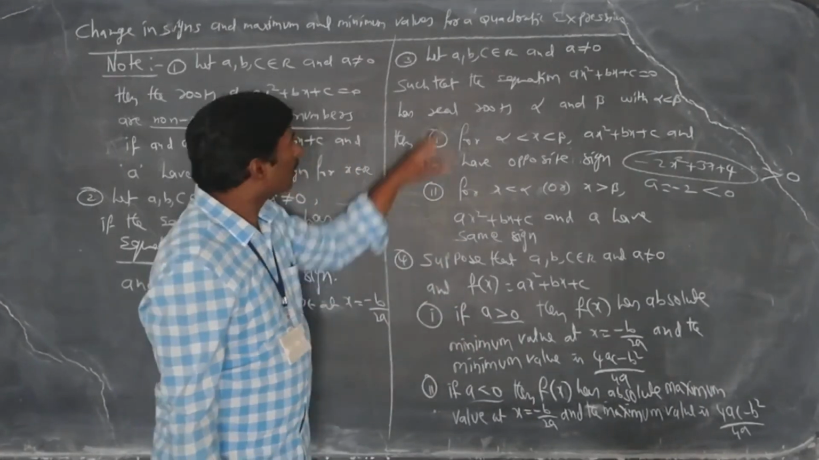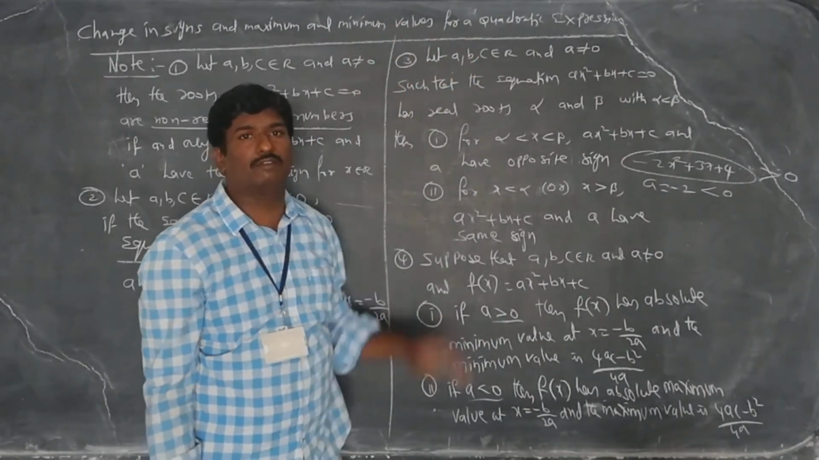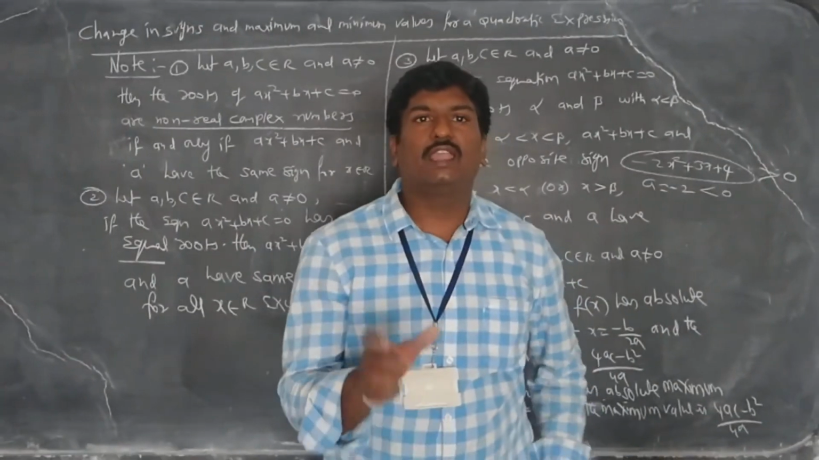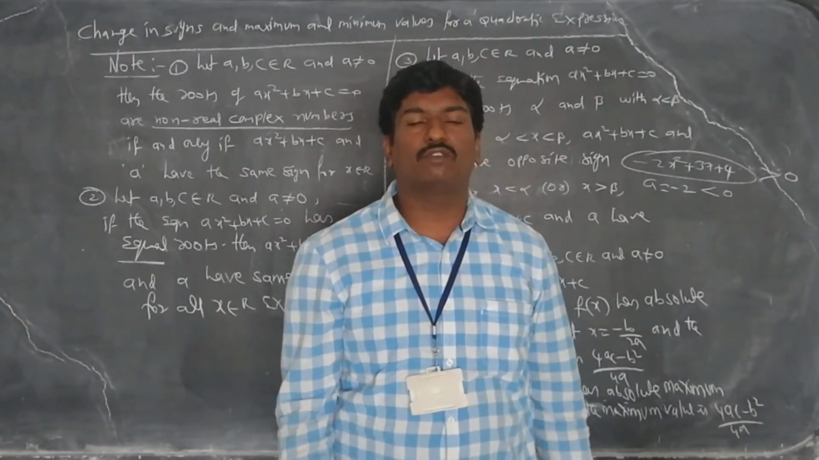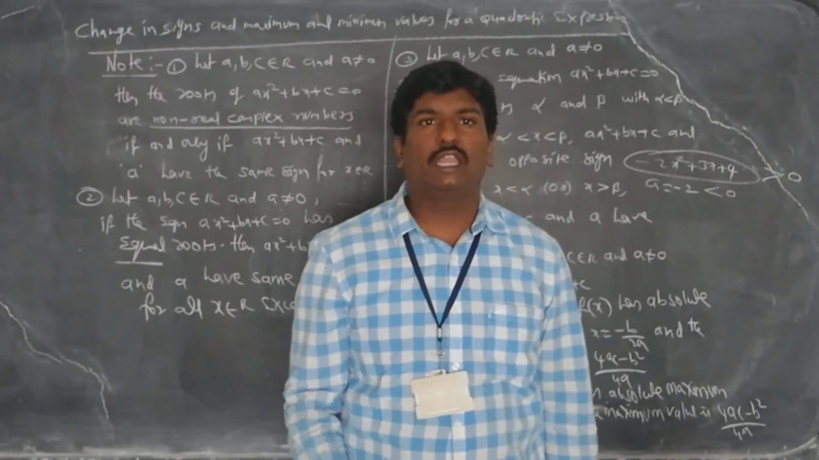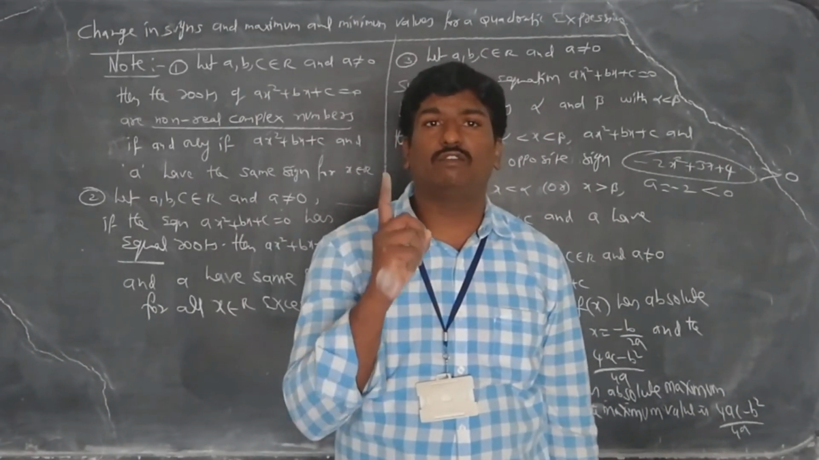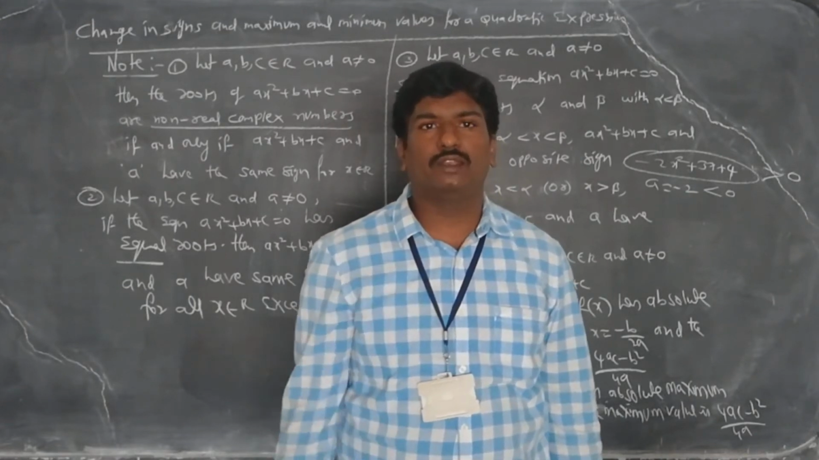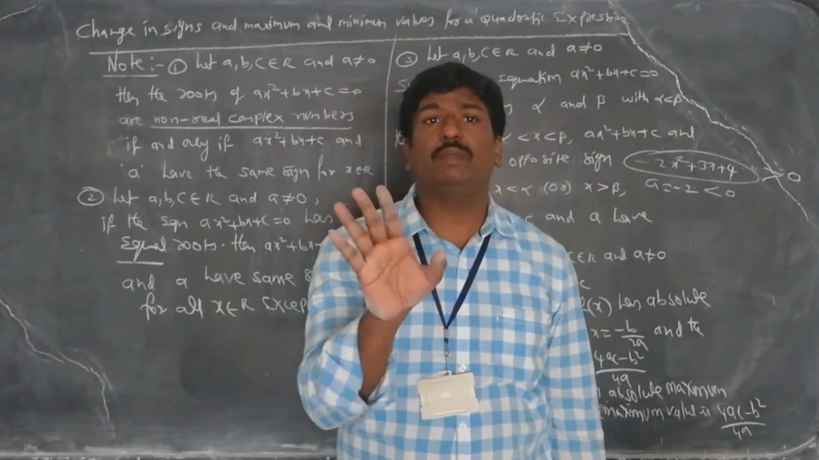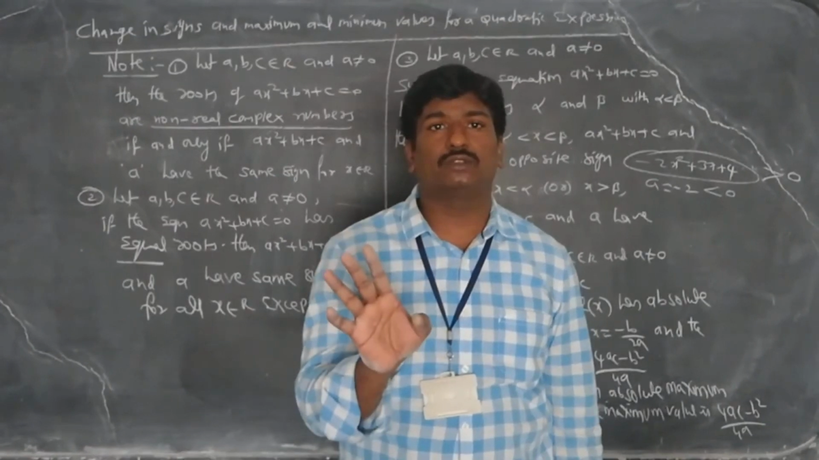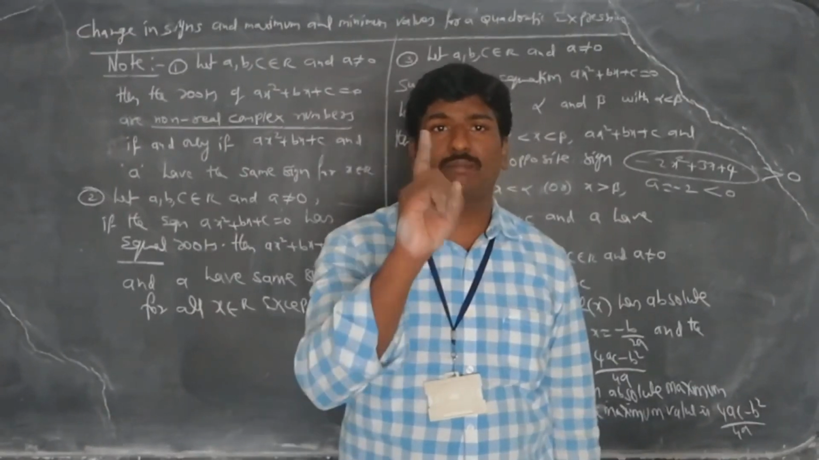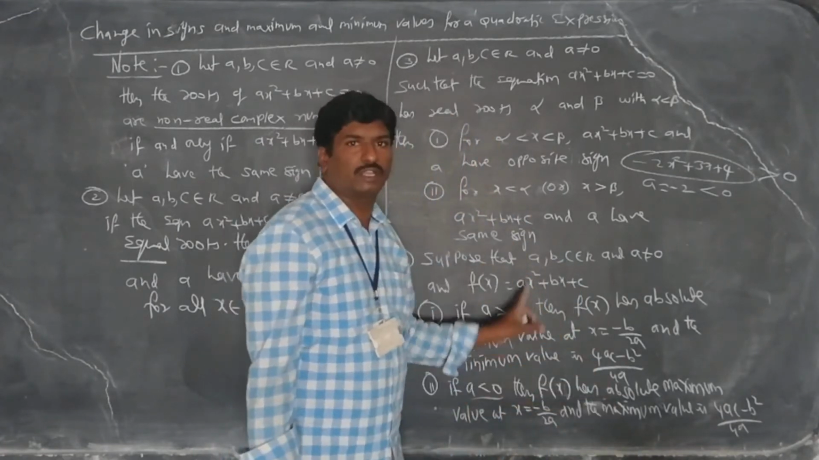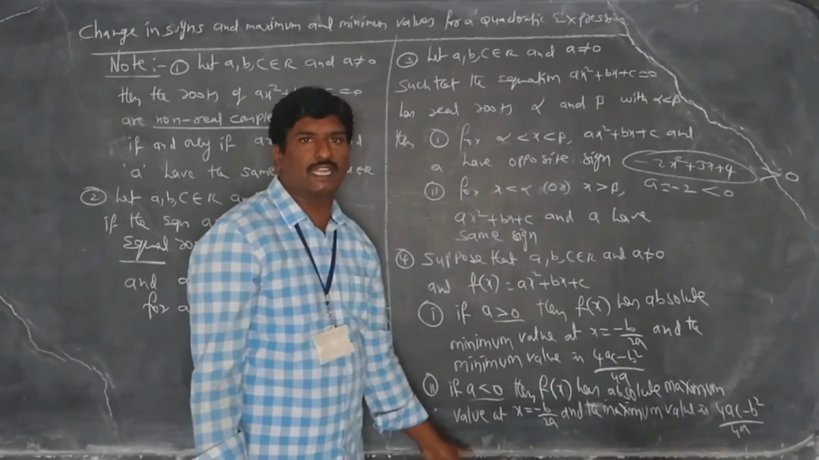Next, we discuss maximum and minimum values. Before explaining, I am saying that every quadratic expression has only one value, either a maximum value or a minimum value. An expression never has both a maximum and a minimum value. It depends on these conditions, boys.